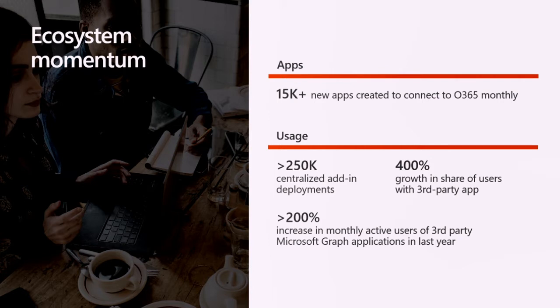Triple. Over triple. Rob's the mathematician. He's right, 200% is triple. Thank you.